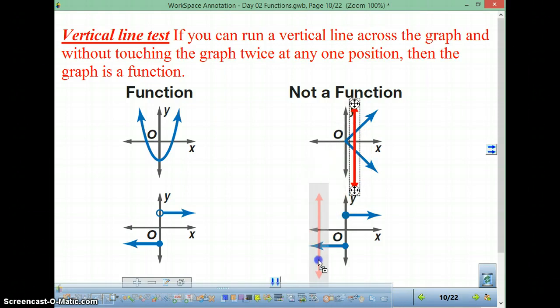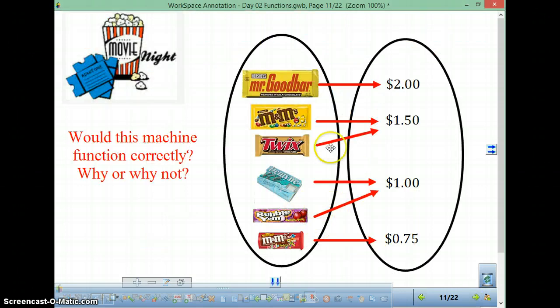Okay? Let's do this way. When I get right here, oh, it's touching 2 points at the same time. Not a function.